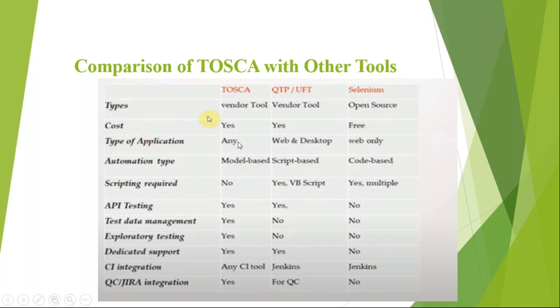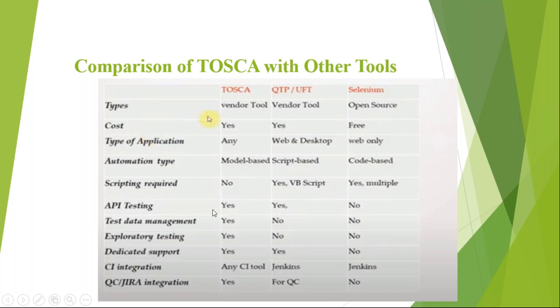Automation type: Tosca is model-based automation. That means we have modules, and based on those modules it will work. QTP is script-based, so we use VB scripting here. Selenium is code-based, where we can use multiple languages, like C, C++, Java, whatever it is, and based on that we can automate in Selenium. As for scripting, we don't require any scripting in Tosca. In QTP or UFT, yes, we require VB scripting.